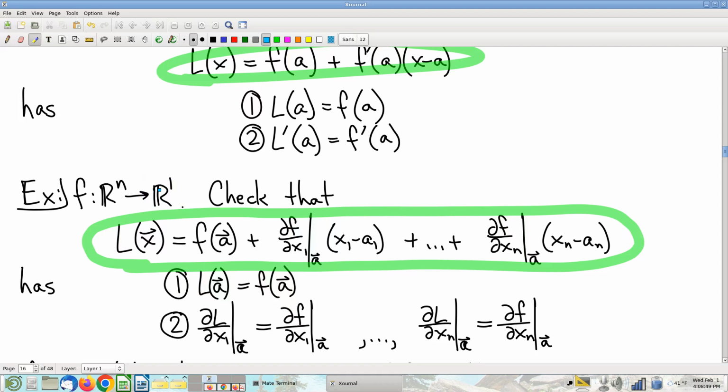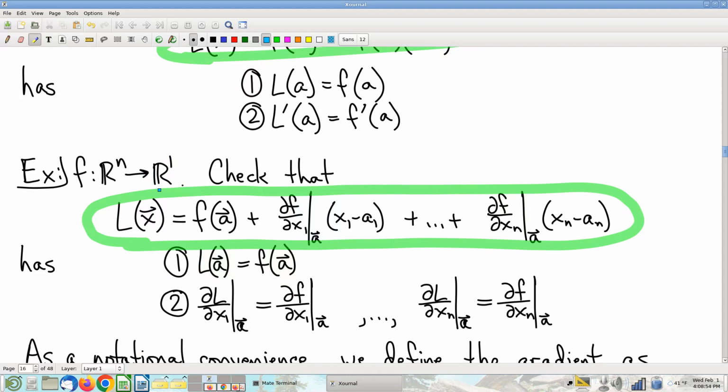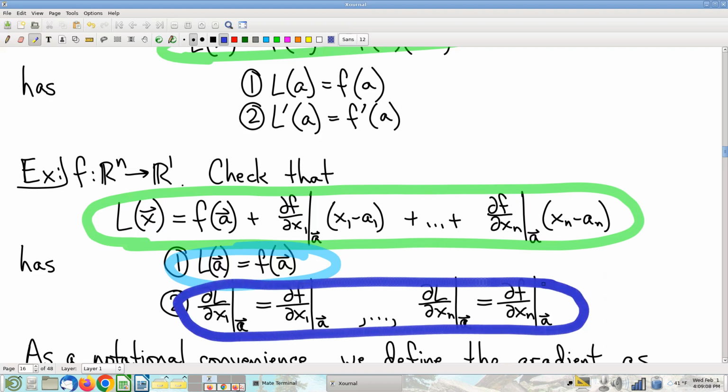So I claim that this is the analogous thing. Here's what I mean by the analogous thing. This function, I claim, mimics the function f in value and in the derivatives, by which I mean in this case all of the partial derivatives. And of course, look, we've got a bunch, right? We've got n different variables, and that means we've got n different partial derivatives that would have to agree with f. And I'm claiming that this function works for all of them.